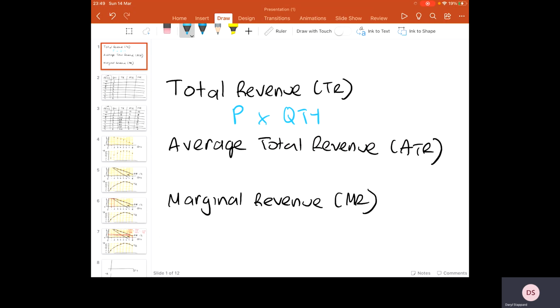To work out average total revenue, all we do is look at total revenue and divide this by quantity sold. Marginal revenue, probably the most difficult one to calculate, we would look at the change in total revenue divided by change in quantity sold. Okay, so marginal revenue is the additional revenue generated by a business when they raise output by one extra unit. So change in total revenue divided by change in quantity will give you that formula to work it out.